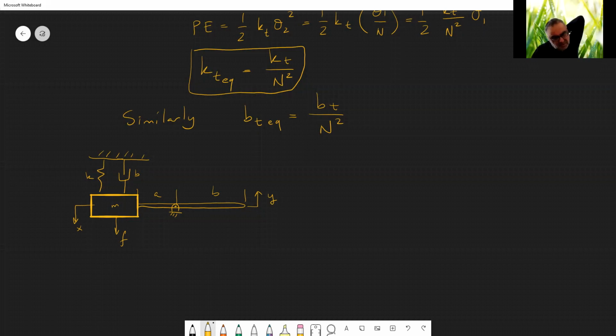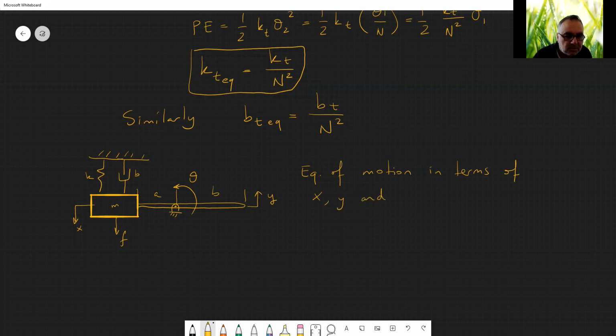Now, here there is also the possibility of using, let's say, theta as our coordinate. So what we want to do is the equation of motion in terms of x, y, and theta, okay? In terms of x, it's trivial.